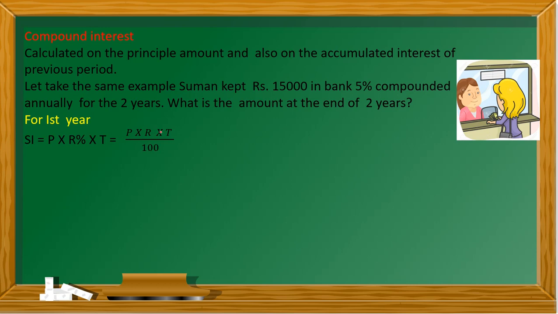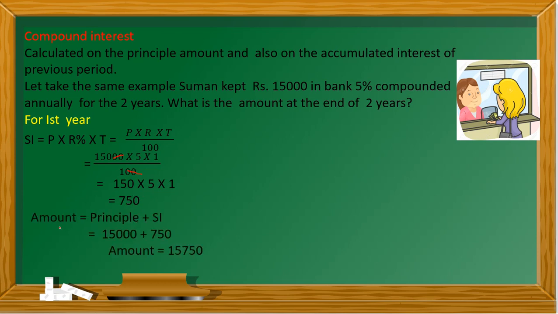For 1 year, the formula is the same, P into R into T upon 100. We put in the values 15,000 into 5, and the time period is 1 year, upon 100, and then the two zeros cancel out, and we get 150 into 5 into 1, which equals 750. This simple interest is for the first year, so it should be added to the principal, and we get the amount: 15,000 plus 750 is 15,750. This is the amount received at the end of the first year. Now we have to find out the amount received by Suman at the end of the second year.